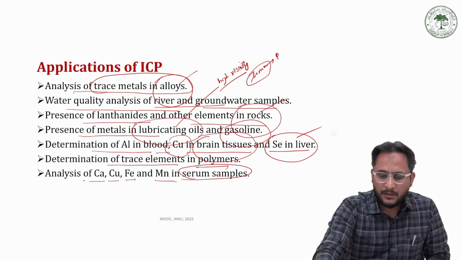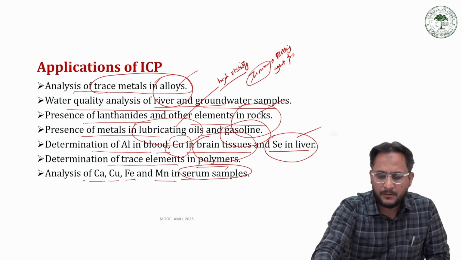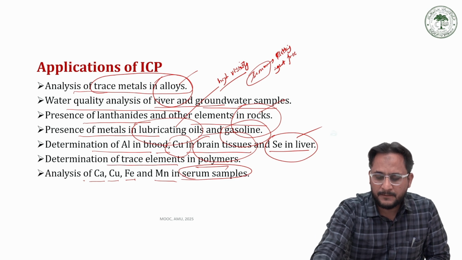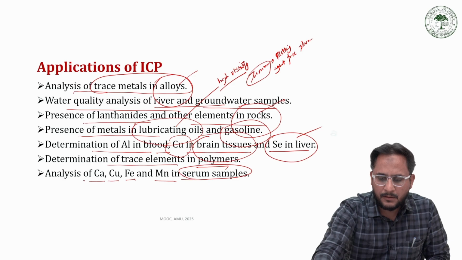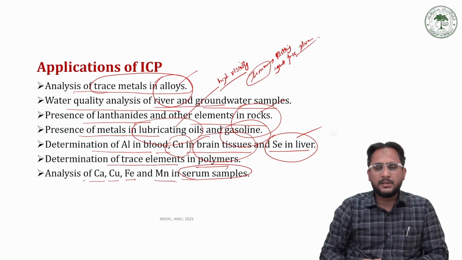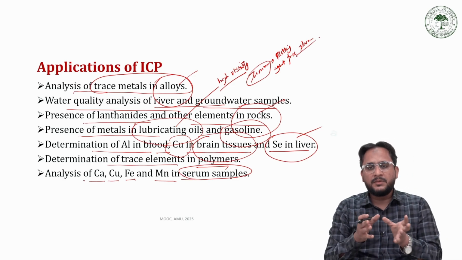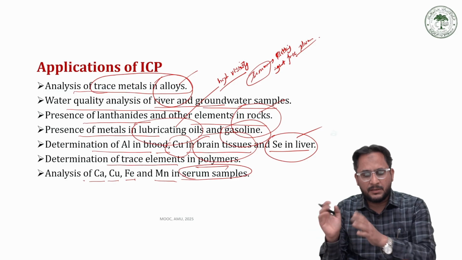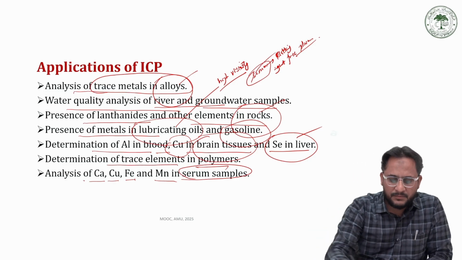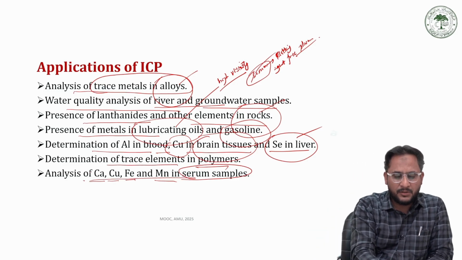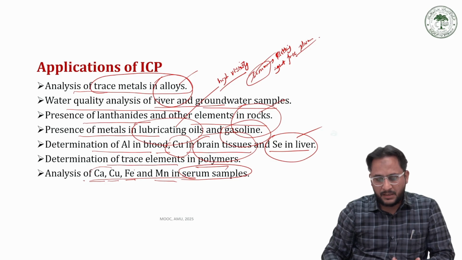Clotting agent free means plasma without clotting agent is called serum, and plasma means we have already removed the RBCs and platelets as well. So even a serum sample can be analyzed for the possibility of calcium, copper, iron, Mn and other elements.